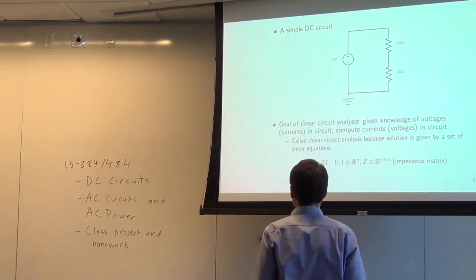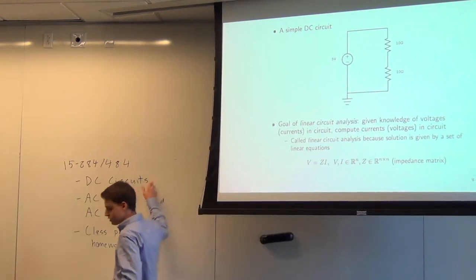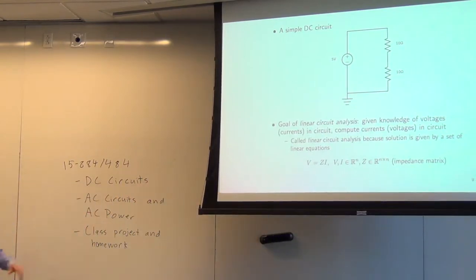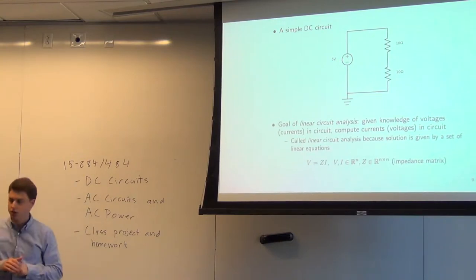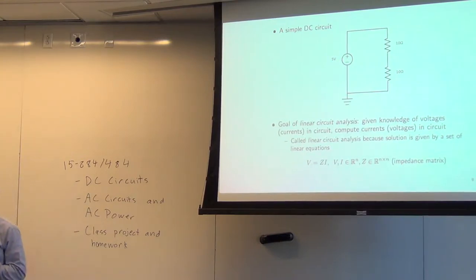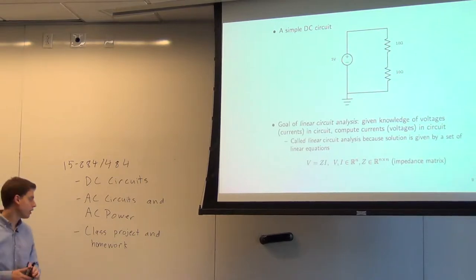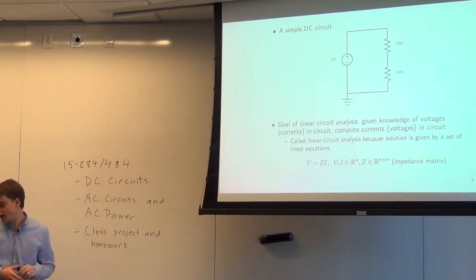So today we're going to keep with the unit on power systems, talking about AC and DC and AC circuits, and then we'll also talk some about AC power. And at the end, I'll leave some time to talk about the class project, which I've posted the guidelines for, as well as the deadlines, and then the homework. I'll hand back the homework that was due last time.